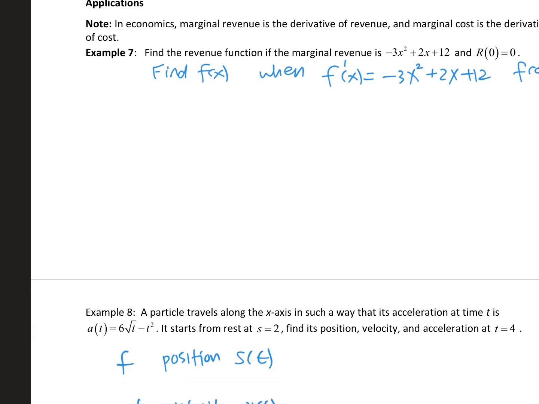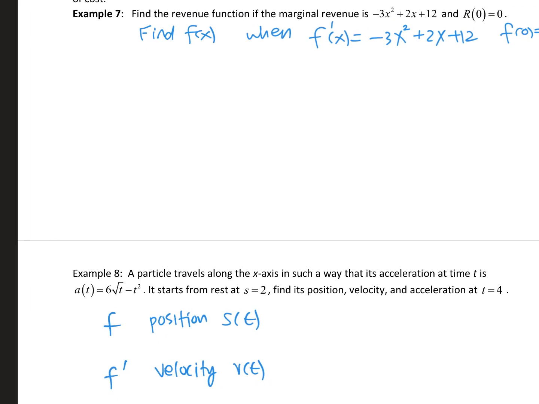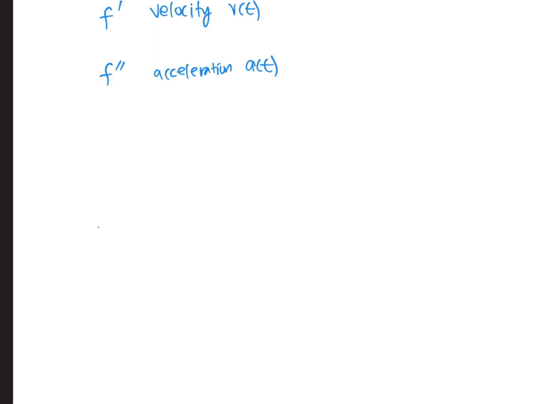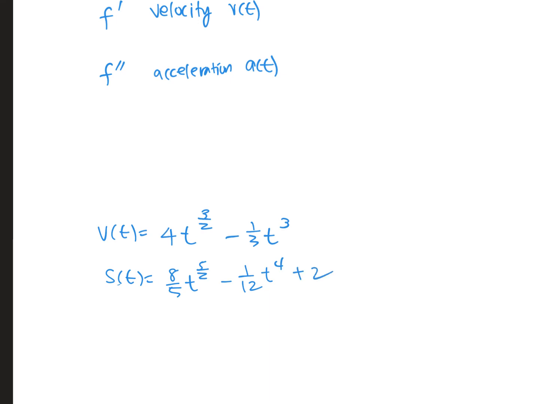The answer for example 7 should be r of x is negative x cubed plus x squared plus 12x. For the next one, the velocity should be 4t to the 3 over 2 minus 1/3 t cubed. And the acceleration, we already know. The position function should be 8 over 5 t to the 5 over 2 minus 1/12 t to the 4th plus 2. All right, and this is it.